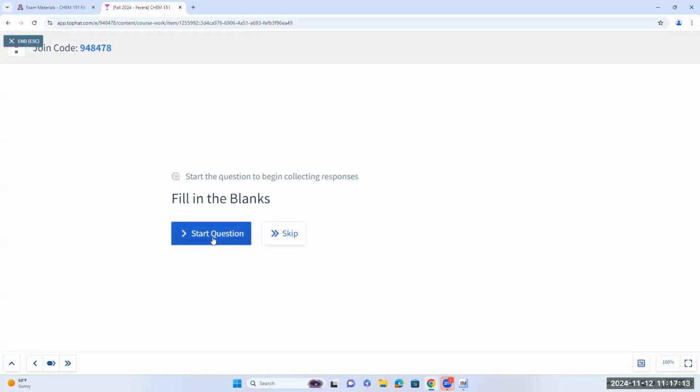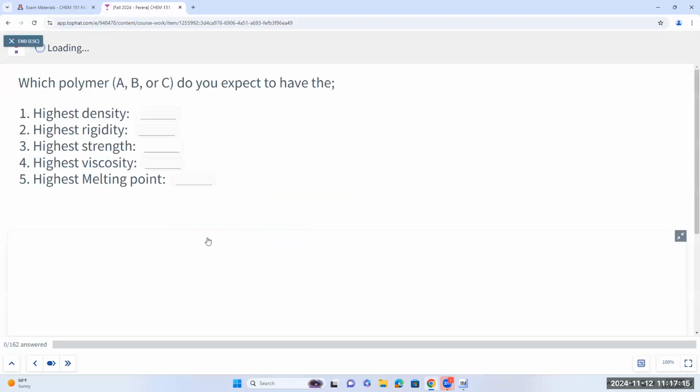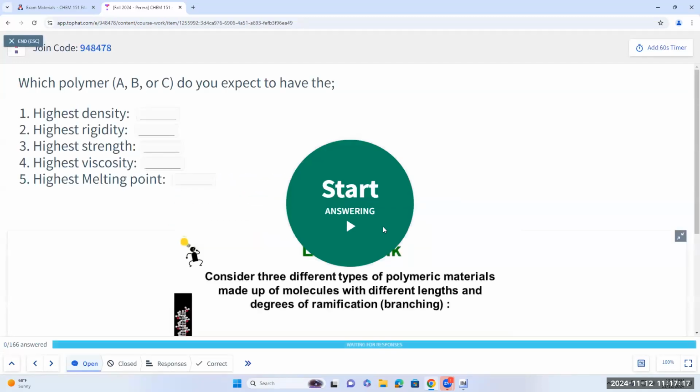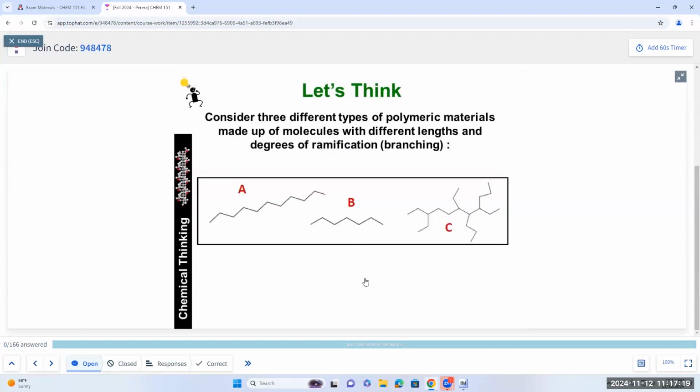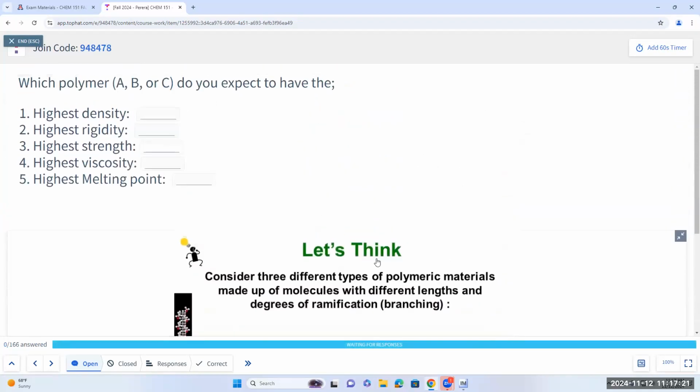Here we go. So here are three polymers. Actually, these are three common polymers, by the way. What I want you to do is answer these questions. There are like 5 questions here. Go ahead. I'll give you 5 minutes or maybe 3 minutes. There's a pattern here.